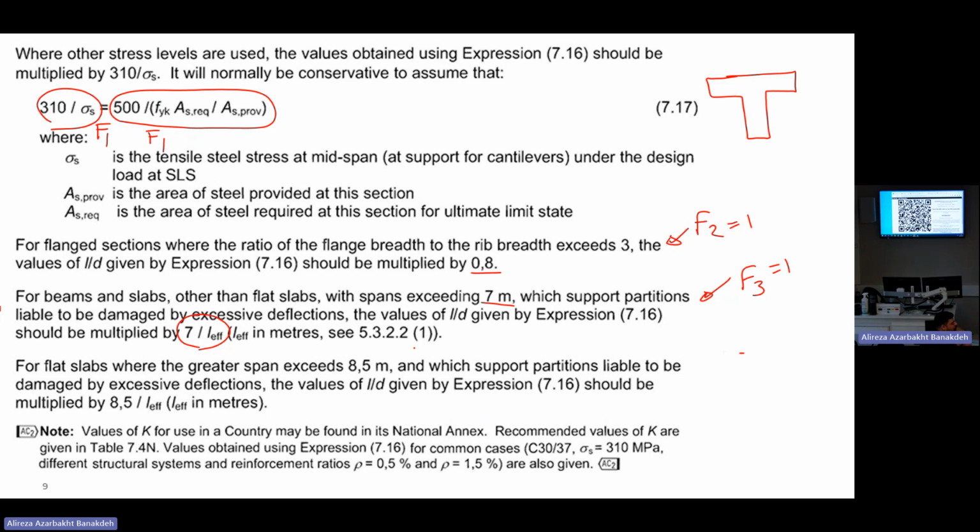Have you not seen it? We provided the width of the support if that's the case. Here and here. Yes, this and this.